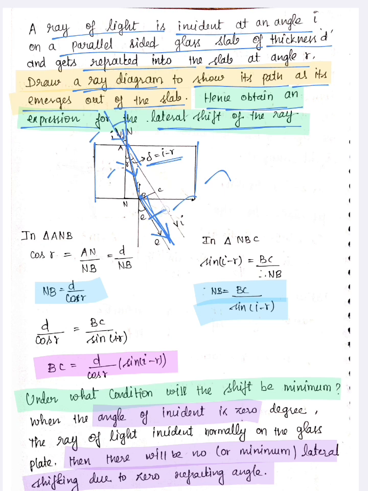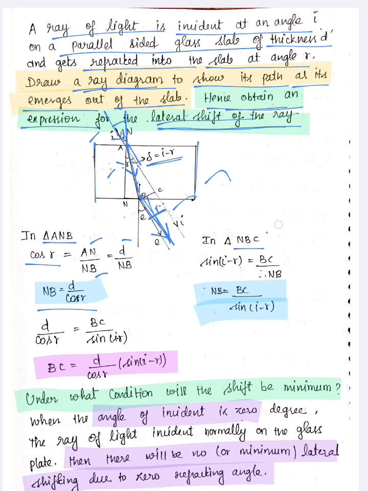And the perpendicular distance between the emergent ray and the incident ray is nothing but the lateral shift. Now how do we write the expression for the lateral shift? For that, consider two triangles, ANB and NBC. In ANB, we write cos R equal to adjacent side by hypotenuse, that is AN divided by NB. And AN is nothing but the thickness of the slab, that is D, divided by NB. From this, we write NB equal to D divided by cos R.